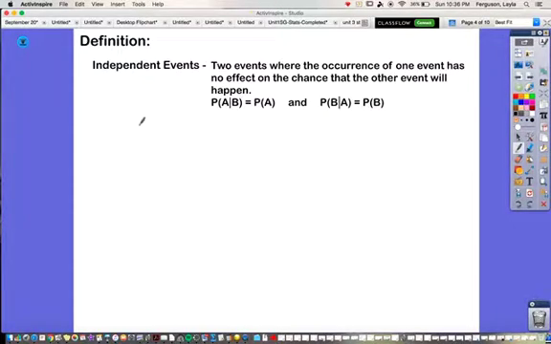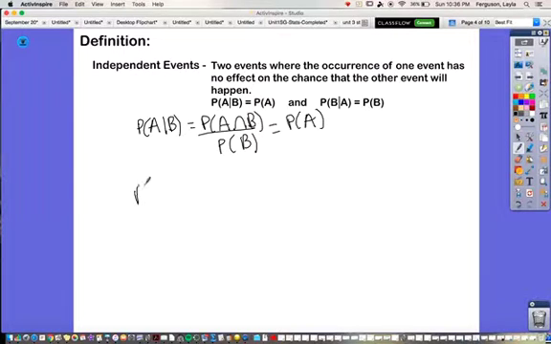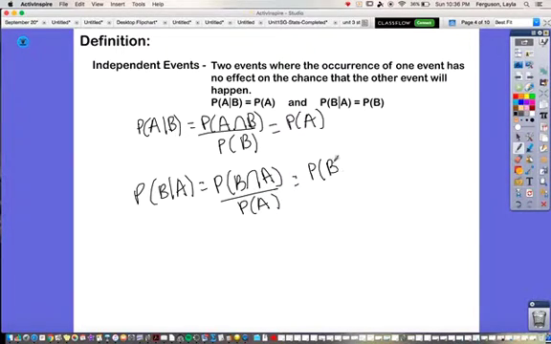So remember that this would mean the probability of A and B at the same time over the probability of B. And whenever we work that out, we would end up getting the probability of A. And then for this one, we would say probability of B given A would be probability of B and A at the same time over the probability of A. And when we worked that out, we would get probability of B. So these two situations have to be true in order for us to say that two events are independent. And so when one happens, it does not affect what happens with the second event.